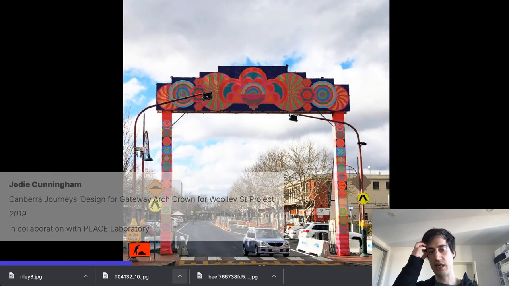Jodie Cunningham is a Canberra artist here in Canberra. And she also investigates the circle in numerous ways. This is designed for a gateway arch crown for Woolley Street project.